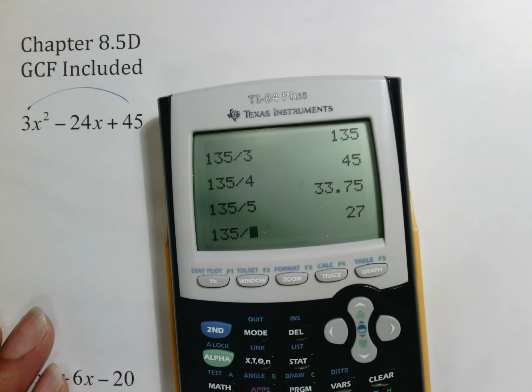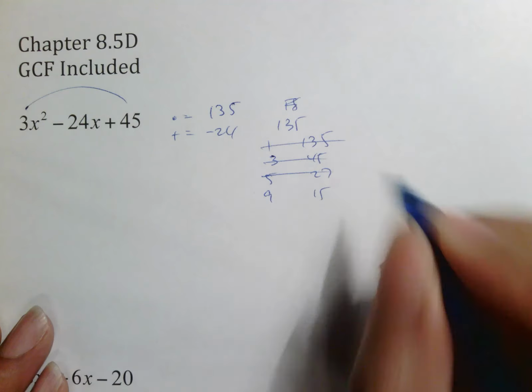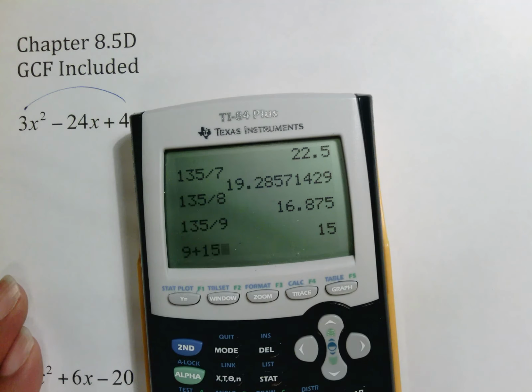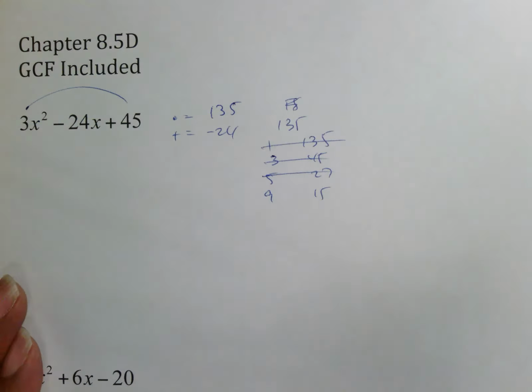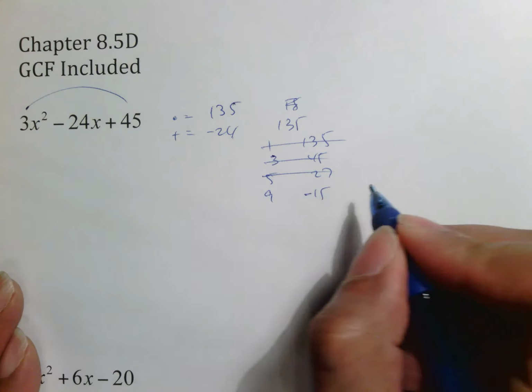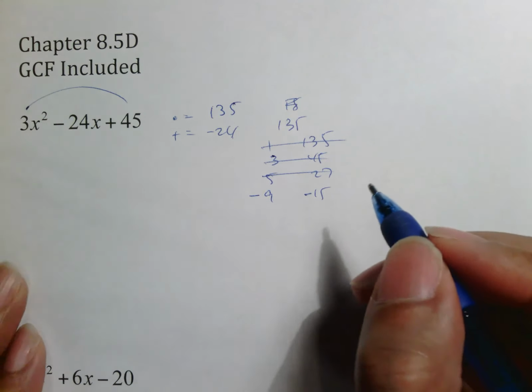Again, even numbers should not go into this. That's something you'll learn eventually. 135 divided by 7. No. 135 divided by 8. No. 135 divided by 9 is 15. And from what I see, 9 plus 15 is 24. Just do a quick check. And it is. And so these two numbers are the numbers I'm looking for, with this meaning that 15 is negative, and the only way I get from negative 15 to negative 24 is if 9 is negative.